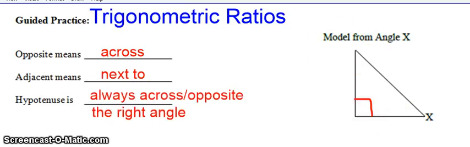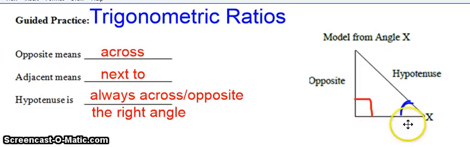Okay, so here we are going to label our sides with respect to angle X. Before we start looking at angle X, we should always look at our right angle and label the side across from it as our hypotenuse, because our hypotenuse is always across or opposite the right angle. Then we're going to go back to our angle X right here, and across from it or opposite is our opposite side, and next to X is our adjacent side.